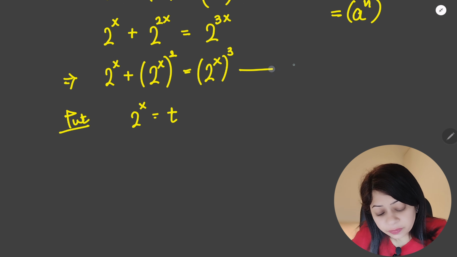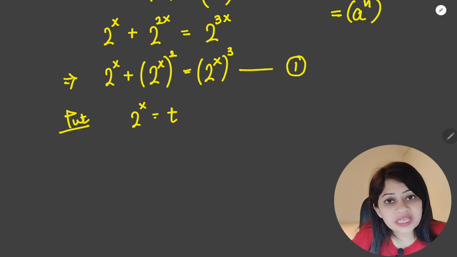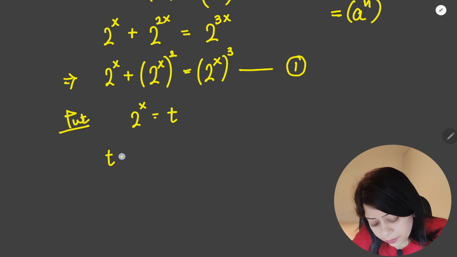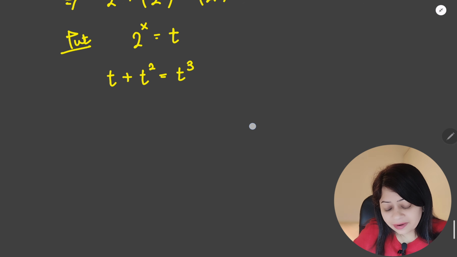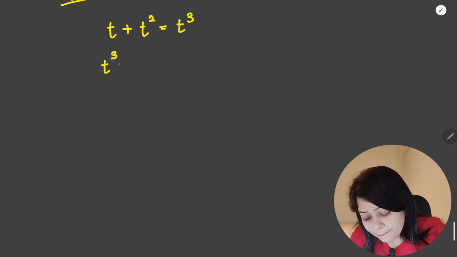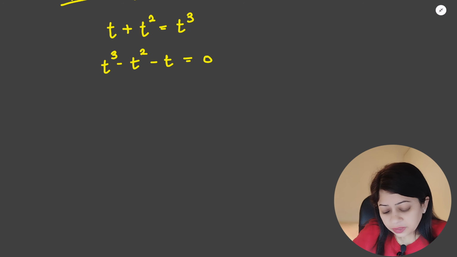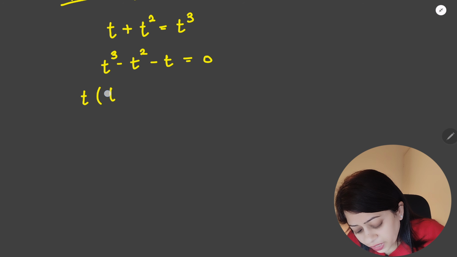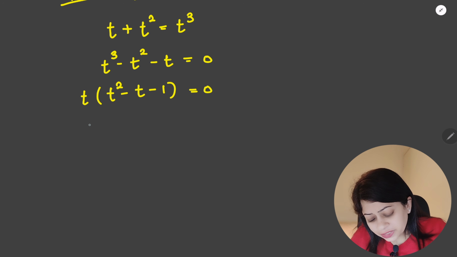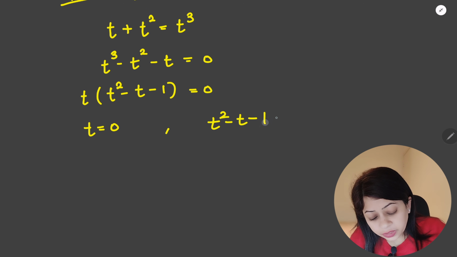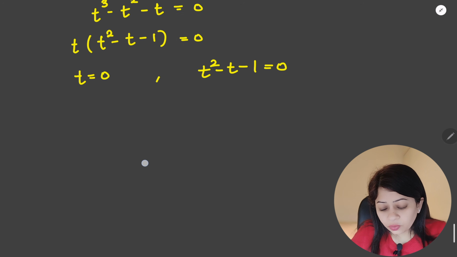What will this equation, suppose I say this is equation number 1, what will this equation become then? This will become t plus t square is equal to t cube, right? Or I can write it as t cube minus t square minus t is equal to 0. Now what do we need to do? We need to find the value of t, right? Okay, suppose I take t common, I will get t square minus t minus 1 is equal to 0. So this gives us either t is equal to 0 or t square minus t minus 1 is equal to 0, right?